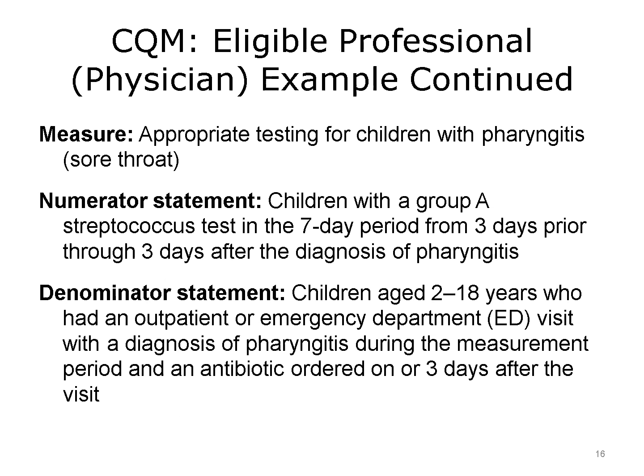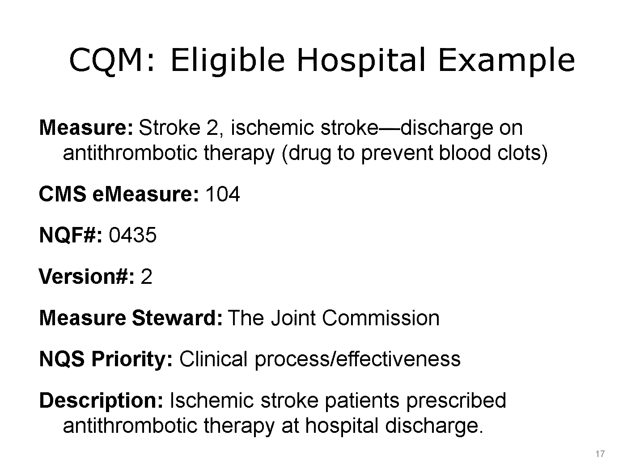The numerator statement, or data collected, is the number of children with a Group A streptococcus test in the 7-day period from 3 days prior through 3 days after the diagnosis of pharyngitis. The denominator statement, or the data collected, is the number of children ages 2 to 18 years who had an outpatient or emergency department visit with a diagnosis of pharyngitis during the measurement period and an antibiotic ordered within 3 days after the visit. This slide provides an example of a quality measure for eligible hospitals.